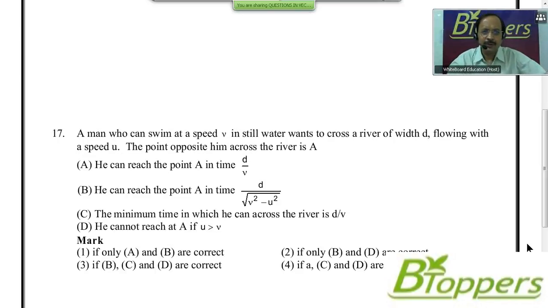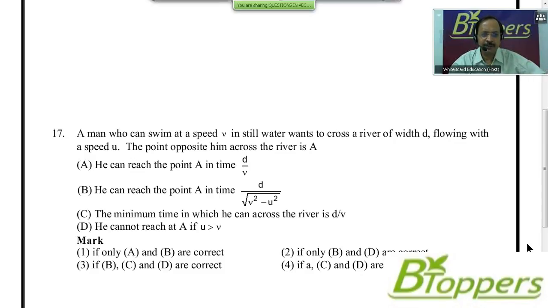A man who can swim at a speed v in still water wants to cross a river of width d, flowing with a speed u. The point opposite him across the river is A. There are 4 statements A, B, C, D here, out of which some of the statements may be correct.